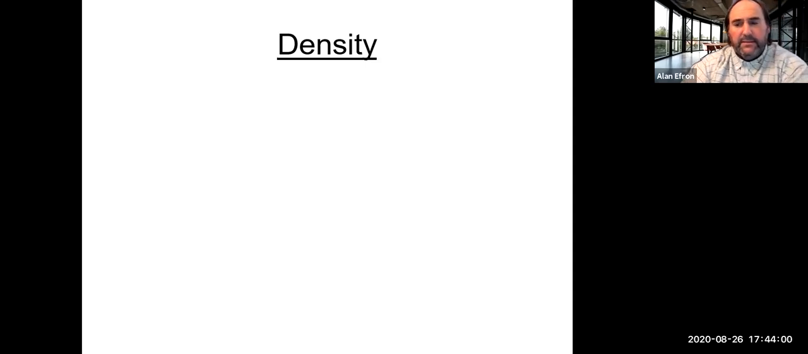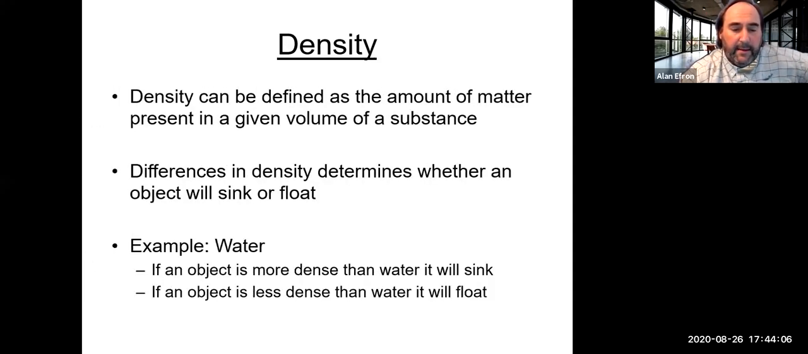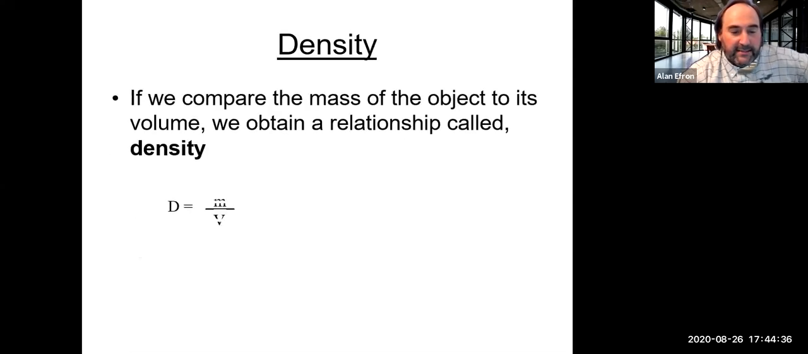So density really is the property that tells us whether or not, for example, something will sink or float. If something is more dense than water, it will sink. If something is less dense than water, it will typically float in that water. And density is really the amount of matter, mass, there is per volume of solution. When we look at the density, there is an equation that goes with it, and it is D is equal to M over V. D is density, M is mass, and V is volume.